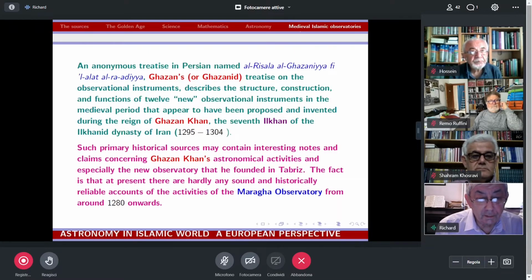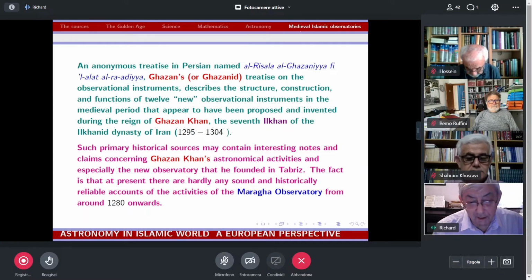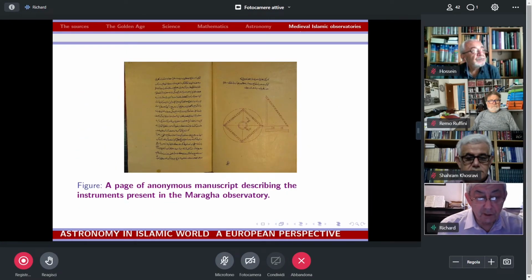And there was an anonymous treatise in Persian, Al-Ghazan, on the observational instruments during the reign of Ghazan Khan, the seventh Ilkhan of the Ilkhanid dynasty of Iran. Most of our sources about Maraga Observatory come from this anonymous book, which is reproduced here.